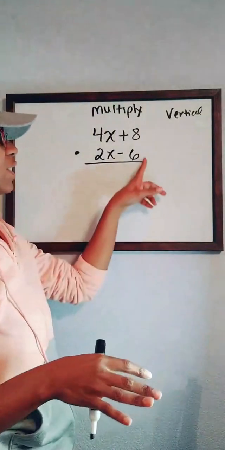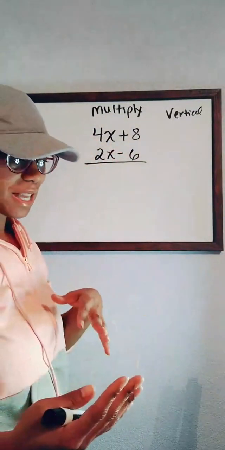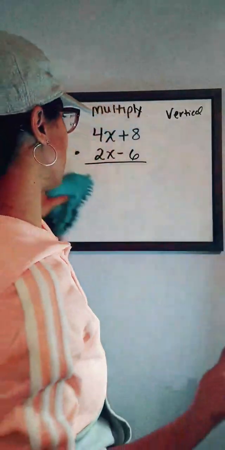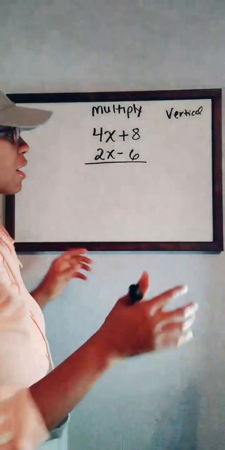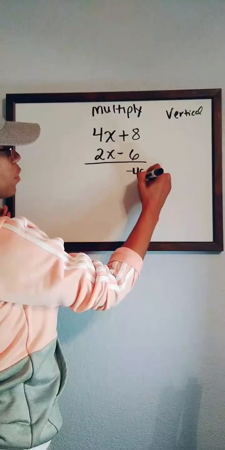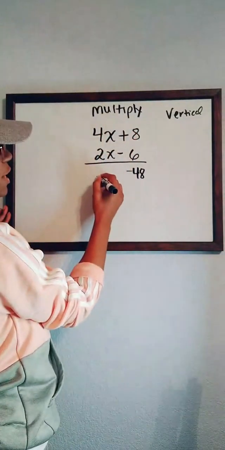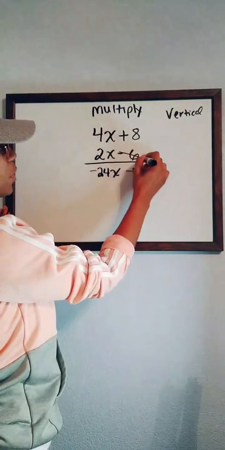So you're literally going to multiply like you usually multiply a two-digit number. Same exact thing in the same exact order. You're going to line it up the same way in everything. So you have negative 6 times 8, which is negative 48. Negative 6 times 4x, which is negative 24x. I'm done with this term.